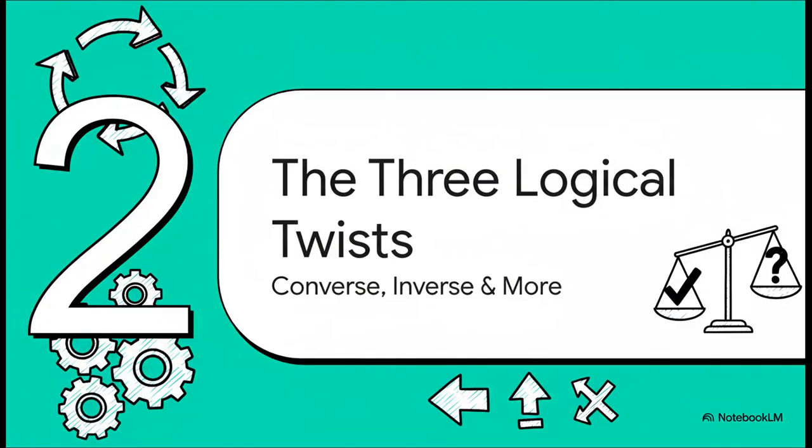So once you have a basic "if P, then Q" statement, you can actually rearrange it in three very specific ways. These are known as the converse, the inverse, and the contrapositive. Now, understanding these three twists is absolutely critical because, and this is a big one, they are not all logically the same. Let's break them down.